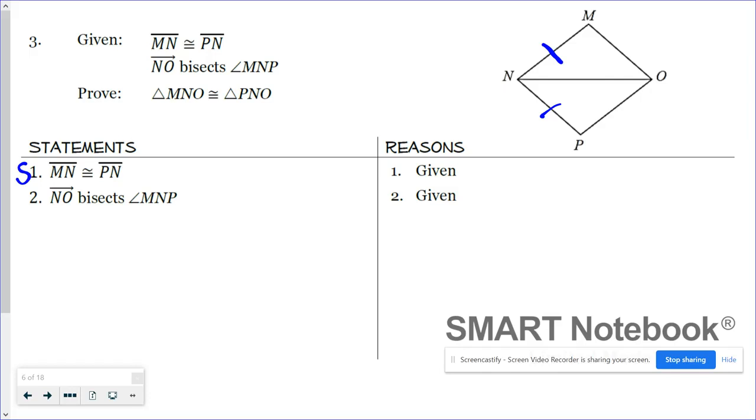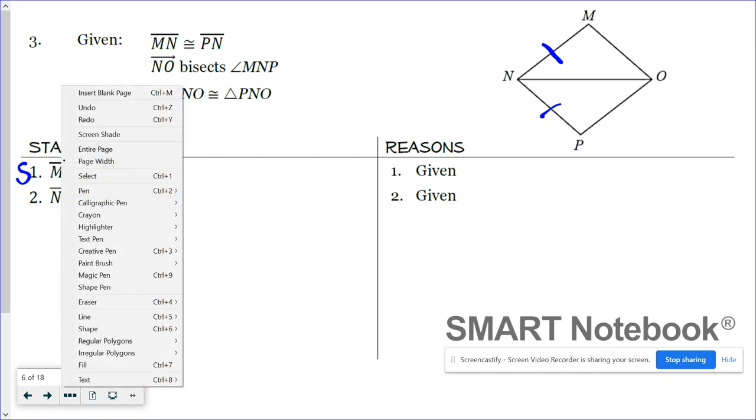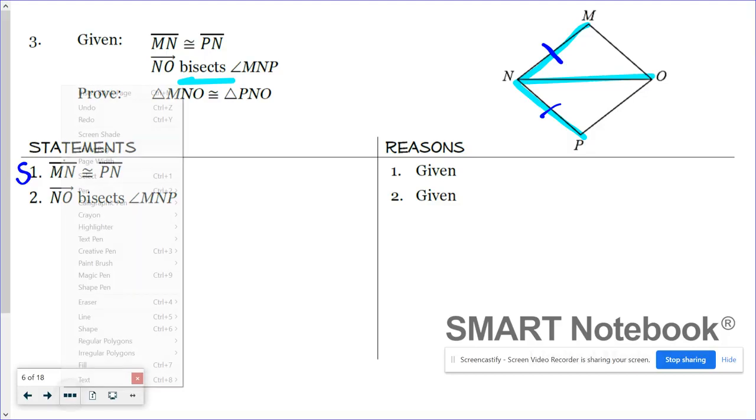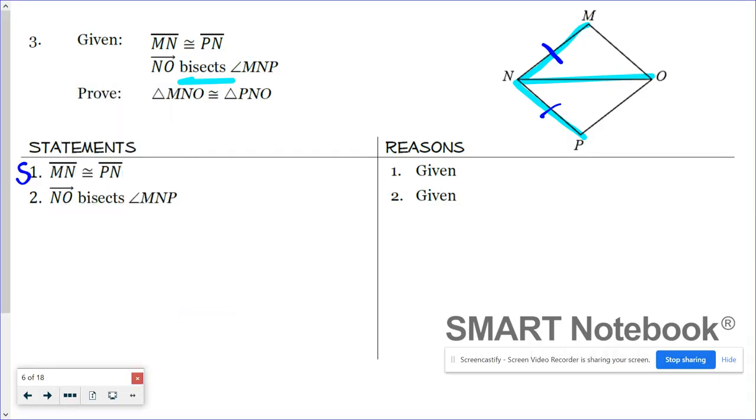Then I move on to my next given. Ray NO bisects angle MNP. So I'm going to write that down in my two-column proof. And then I need to draw a conclusion, because anytime they give us a vocabulary term, in this case bisects, we should be drawing a conclusion. Now I'm going to highlight the angle that's been bisected. So we're talking angle MNP, and it's been bisected by the ray NO. By highlighting the angle and the bisector, it helps me to see what two angles are congruent according to the definition of bisects. And now it's jumping out at me. These two angles here are congruent to each other because of bisects.